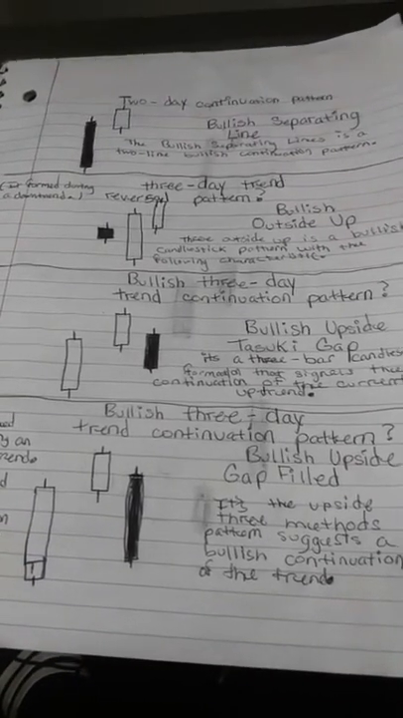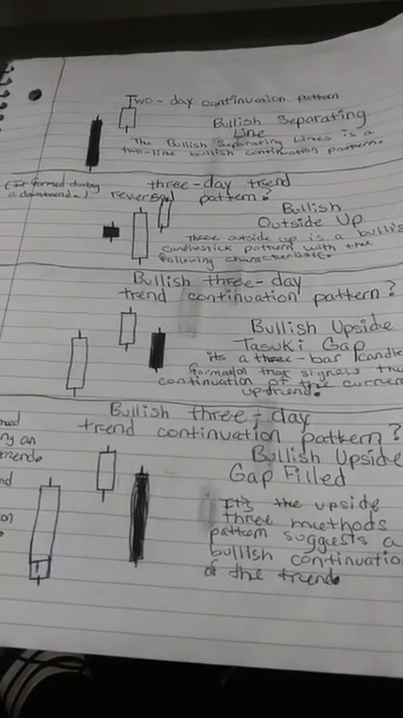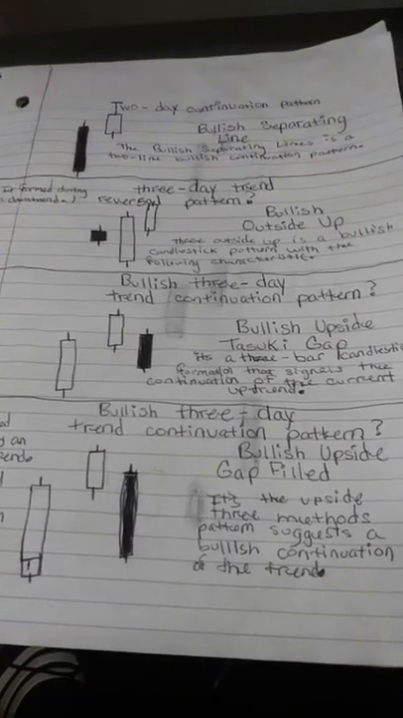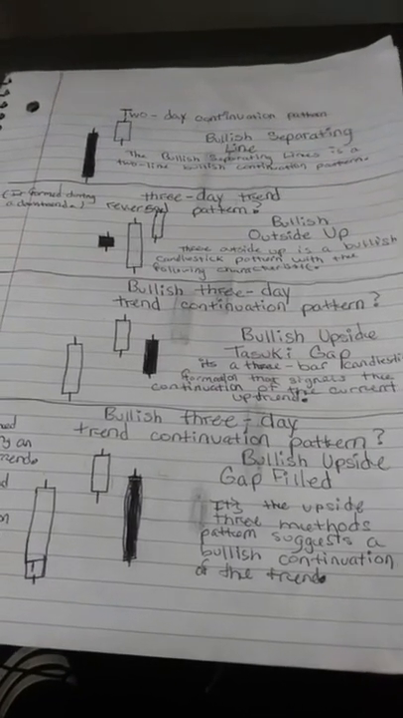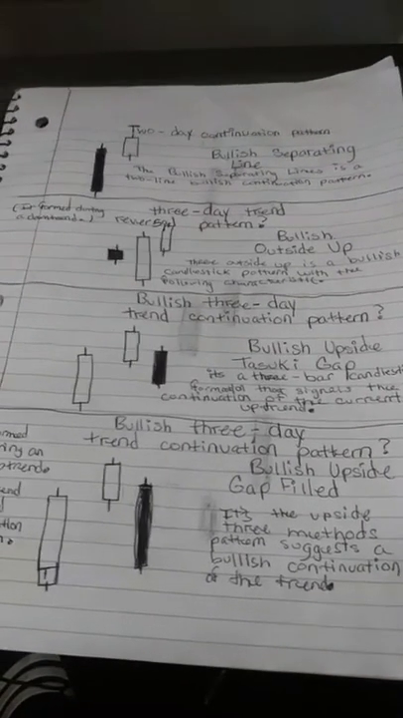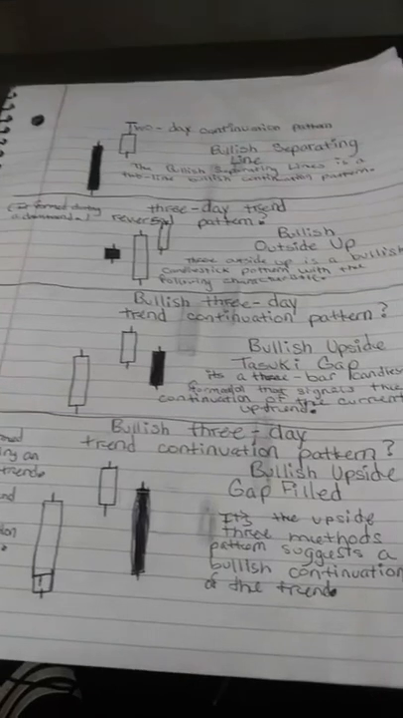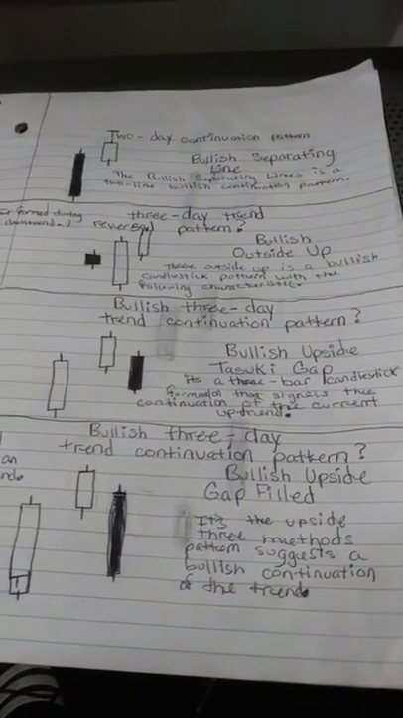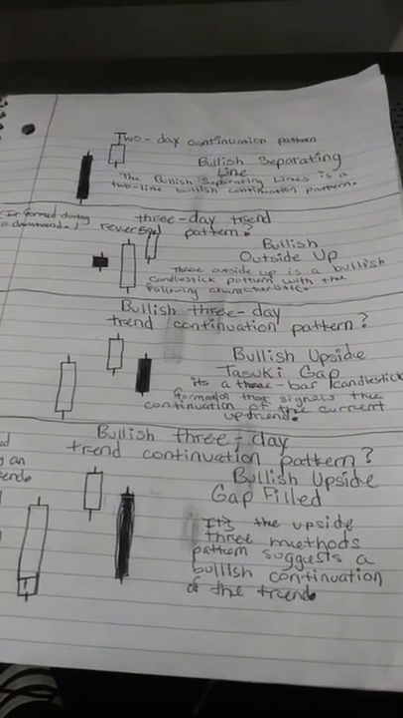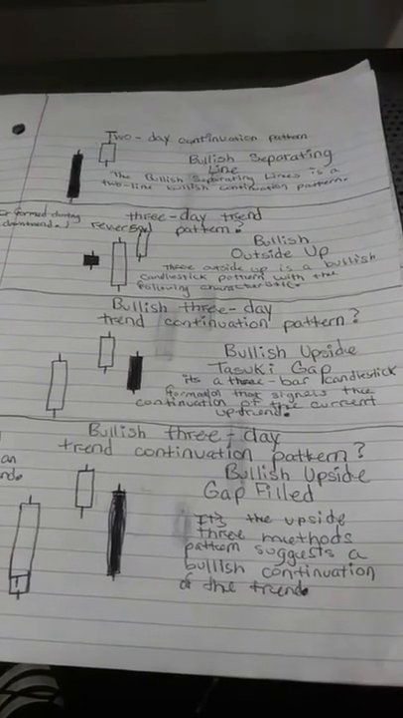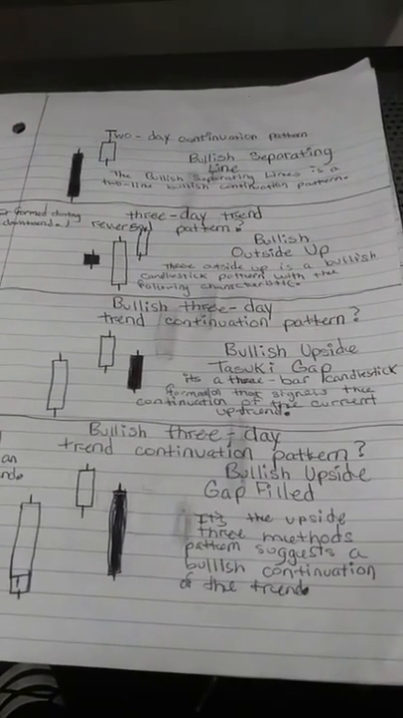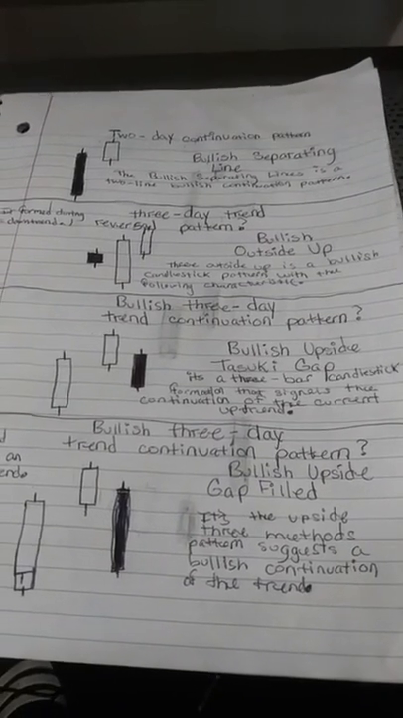So, bullish separating lines. It's a 2-day bullish continuation pattern. Then you have the bullish outside up. It also forms during a downtrend. It's a three-day reversal pattern. This outside up is a bullish candlestick pattern which forms during a downtrend. It's a bullish 3-day pattern.